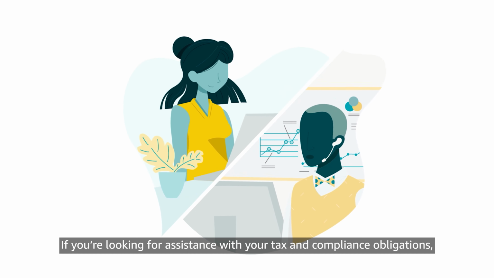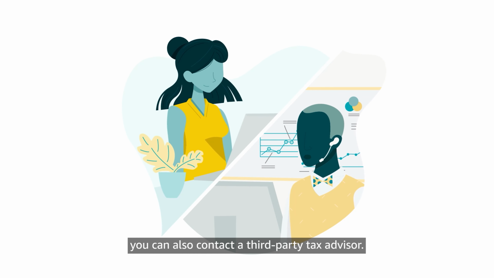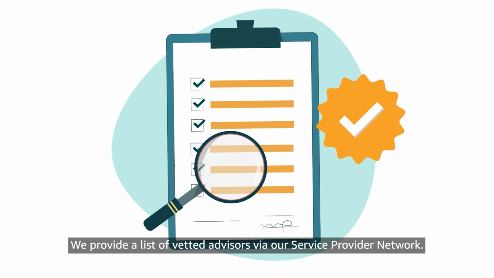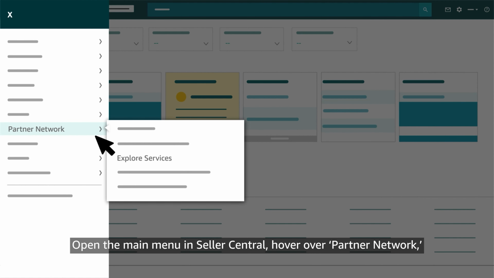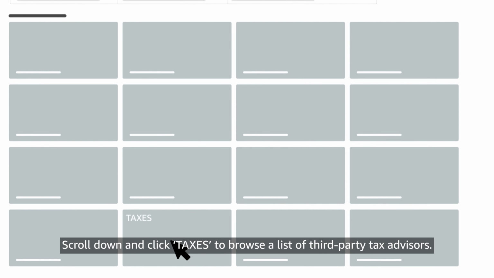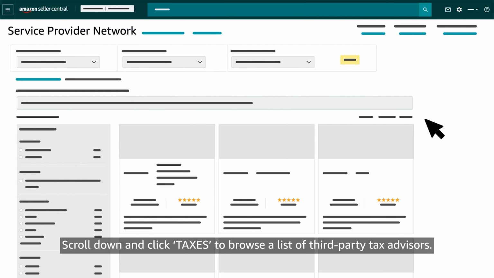If you're looking for assistance with your tax and compliance obligations, you can also contact a third-party tax advisor. We provide a list of vetted advisors via our service provider network. Open the main menu in Seller Central, hover over Partner Network, then click Explore Services to access the service provider network. Scroll down and click Taxes to browse a list of third-party tax advisors.